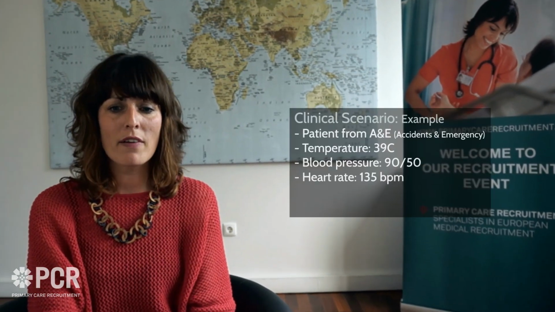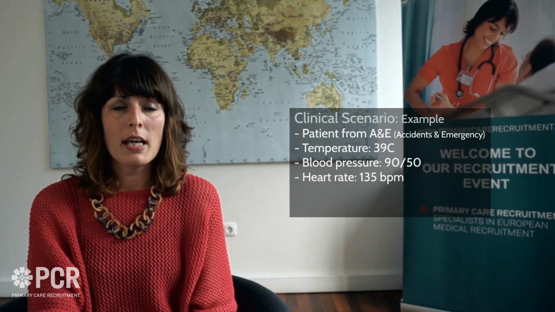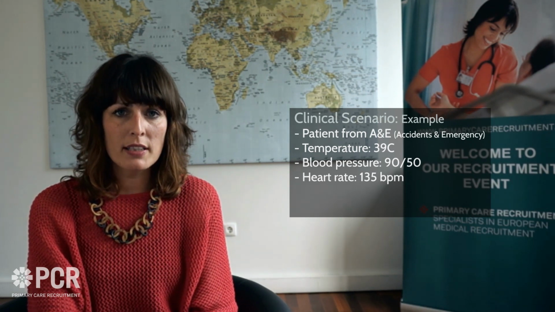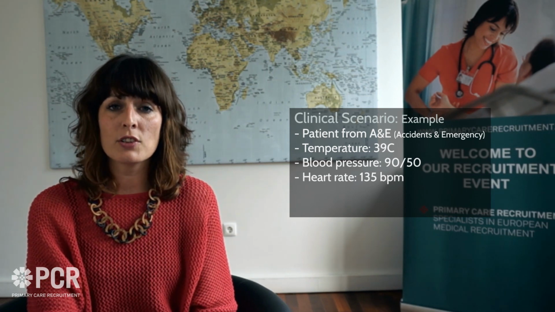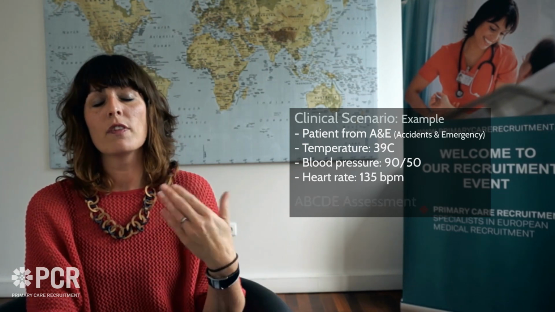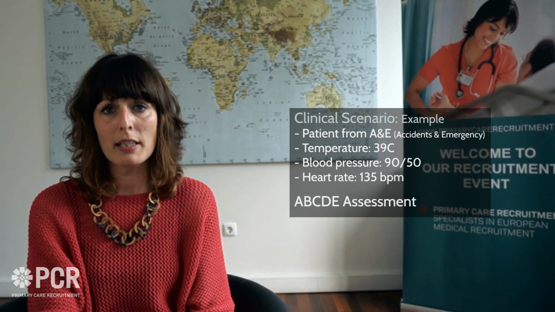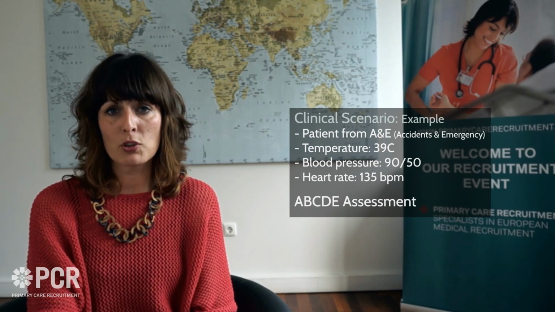So the scenario is you have a patient that's admitted through A&E. They have a temperature of 39, they have a blood pressure of 90/50, and they have a heart rate of 135. What would be your nursing actions? So first of all, I would check the patient's airway. Are they talking to me? Is there any evidence of obstruction?